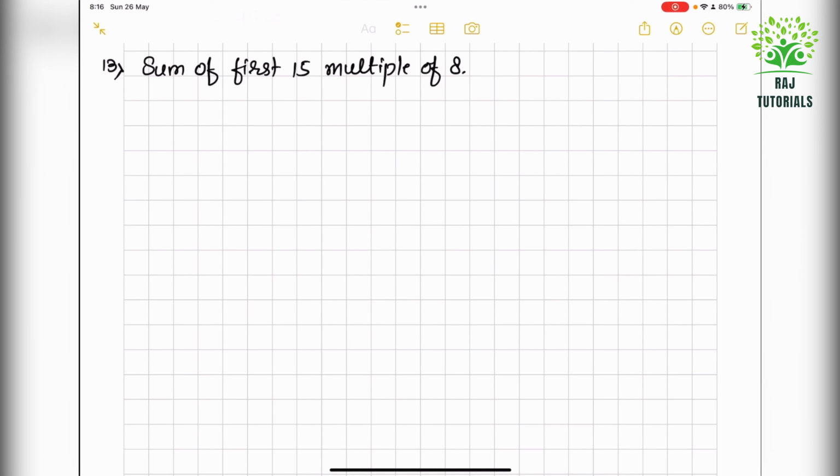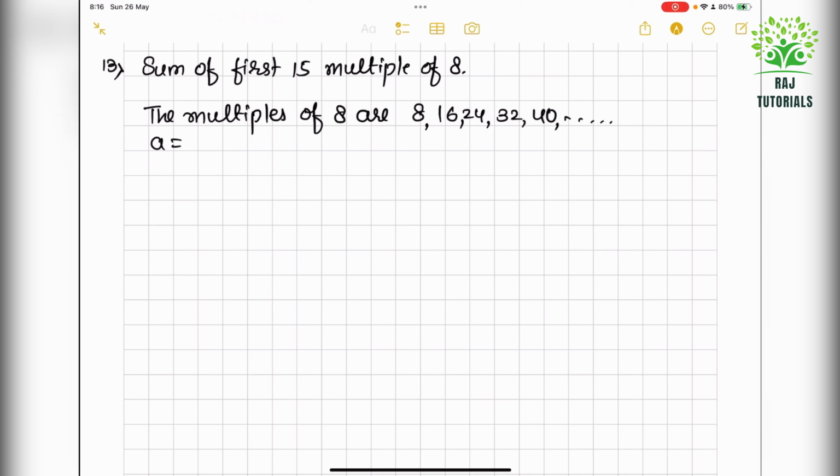Next he is asking me to find the sum of first 15 multiples of 8. So the multiples of 8 are 8, 16, 24, 32, 40 and so on. Now here A will be 8, D will be also 8 and he has asked me for 15.